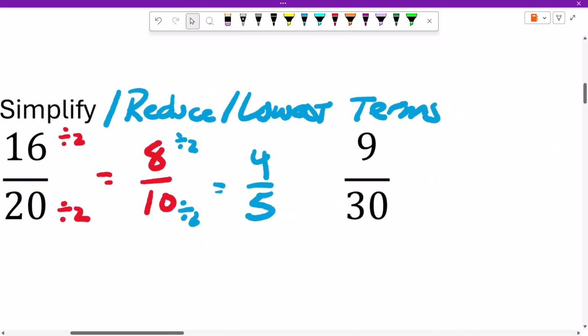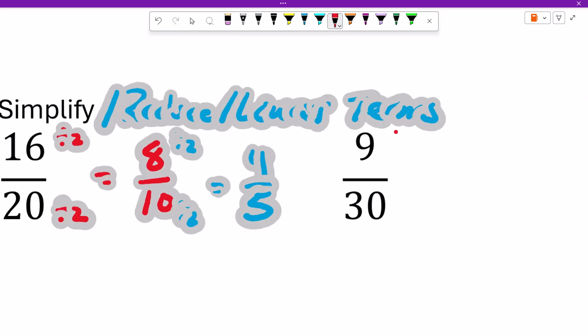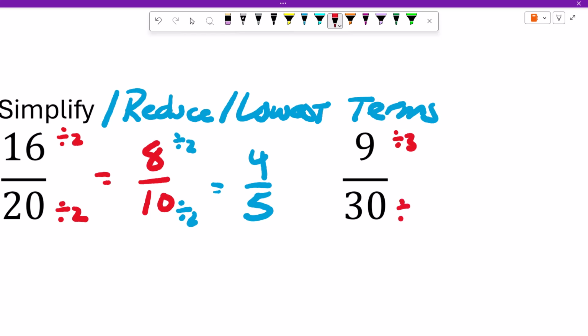All right. Now, next one, 9 and 30. Divide by 3, top and bottom. What are our two numbers? 3 over 10. 3 fits into 9 3 times. 3 fits into 30 10 times.